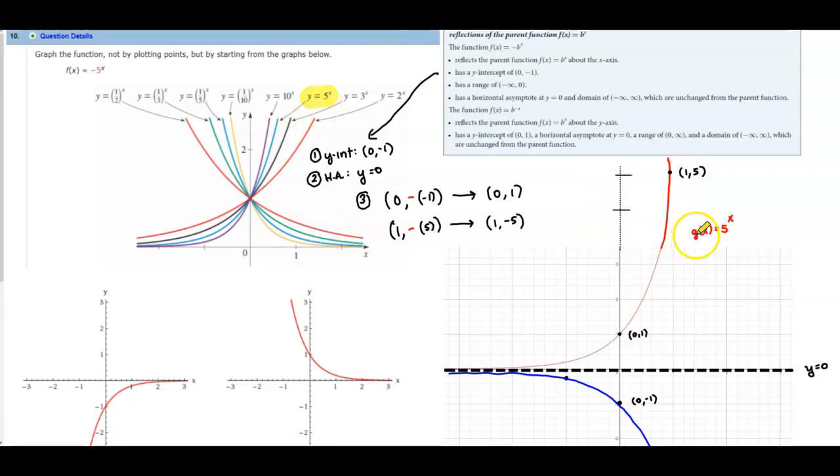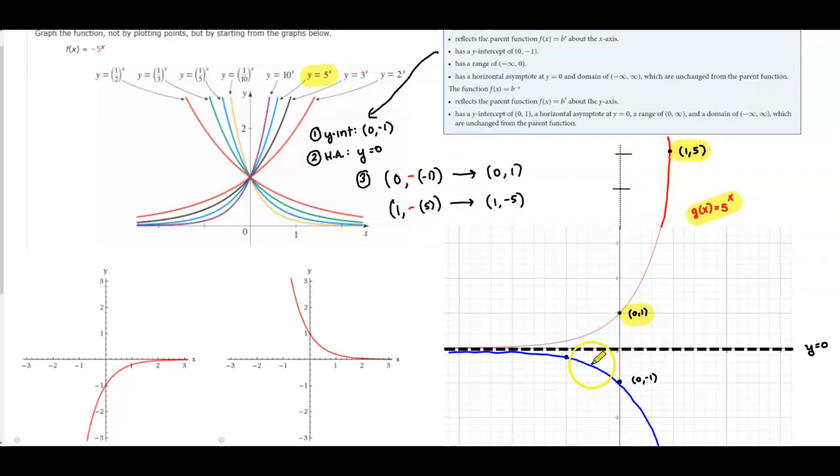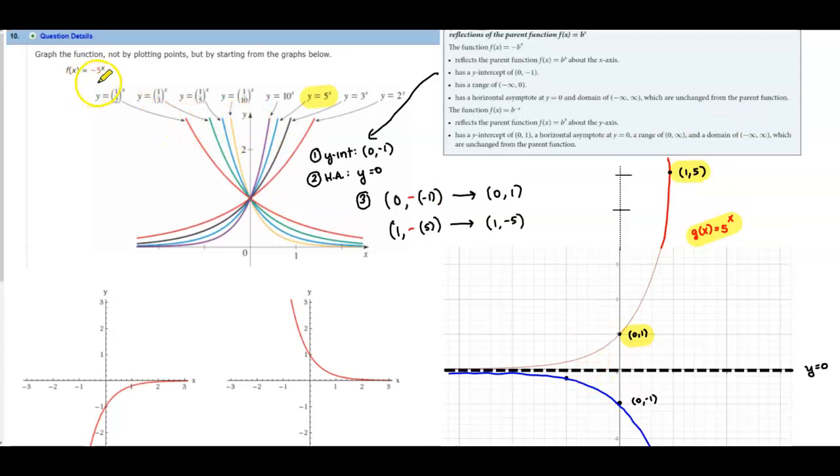So if you notice here, I've graphed g of x, which is equal to 5 to the power of x. And if you notice, there's 2 points that we can find on that graph. We know that it has a y-intercept of (0, 1), and it also has a point on the graph that's (1, 5). Now we can use that then to graph the function y, which is equal to negative 5 to the power of x. So it's in this form.